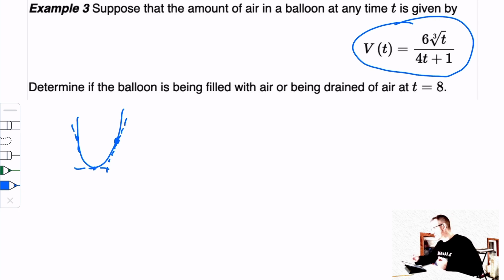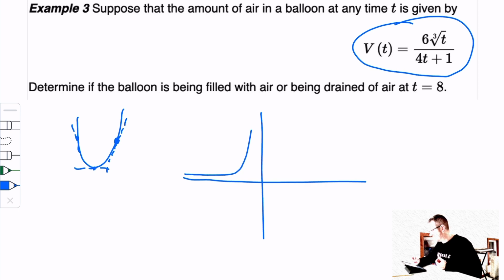Okay, guys, so this function actually looks like this. There's a vertical asymptote at -1/4. It comes back up here and does something like this, and then it does something like this. So let's just suppose 8 is right there. Clearly, if you were to take the slope of the tangent line at that point, it's going to have a very, very slight negative slope, but negative nonetheless. So if the derivative V prime of 8 is negative, the balloon must be being deflated at that point. All right, so there's the punchline. Now we're going to prove it.